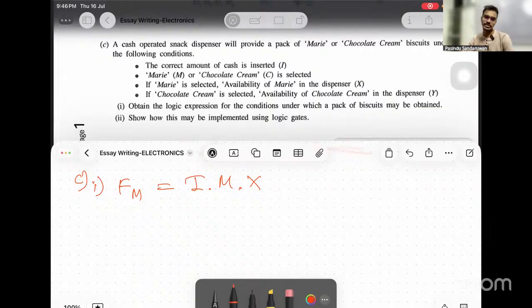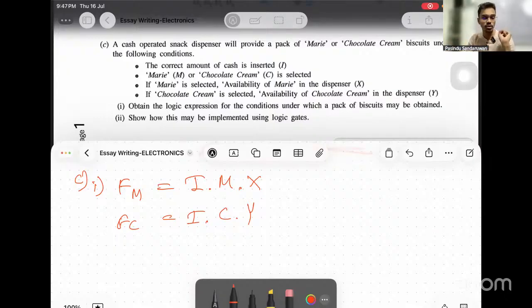and Mari is available. Similarly, if you need to obtain a chocolate cream, say FC, right? Then still the correct amount of money should be inserted and chocolate cream should be selected and chocolate cream biscuit should be available. Right? Then ICY, they are N connections.